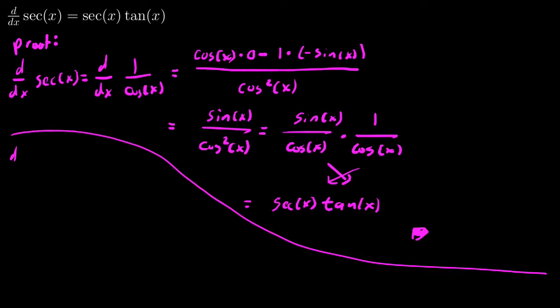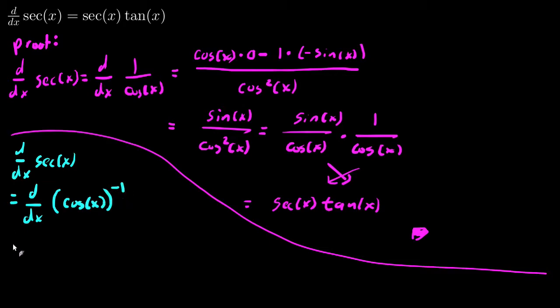Let me change colors actually. Derivative with respect to x of secant x. And secant is 1 over cosine, so this is the same thing as the derivative with respect to x of cosine of x to the negative first. Now, I'm not writing this as cosine to the negative 1 of x because that is the same notation we generally use for the inverse function. But we want to use this as an exponent, not as an inverse function.